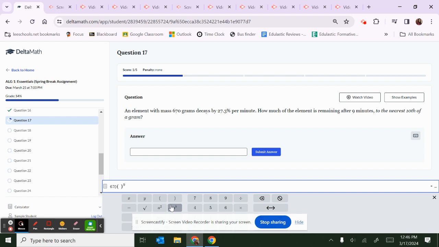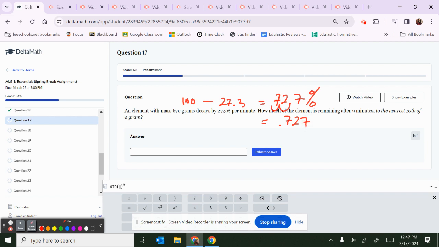It says that we're decaying by 27.3%. So decay sounds like decrease, I subtract 27.3 from 100. So 100 minus 27.3, I believe, is 72.7. Yes, I believe that's correct. However, this is a percentage, and I don't need a percentage. I need a decimal. So I move it two times to the left, like Beyonce. So 0.727. You can put a zero in front as a placeholder if you would like.